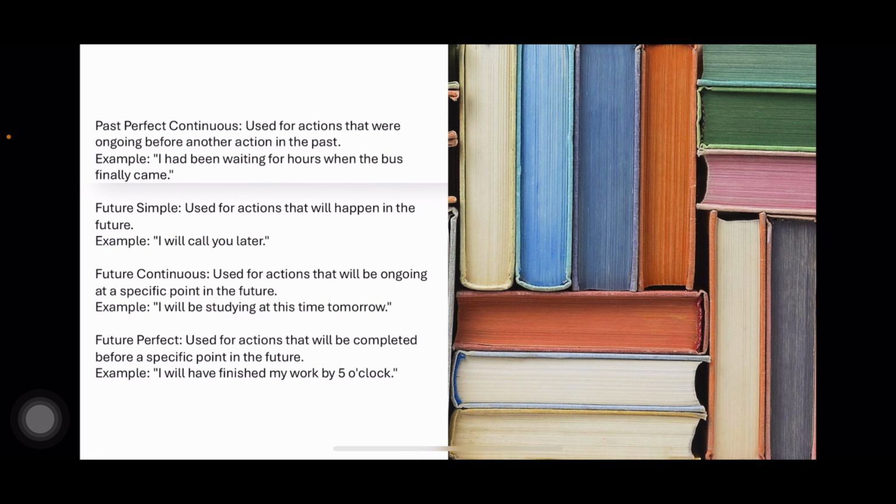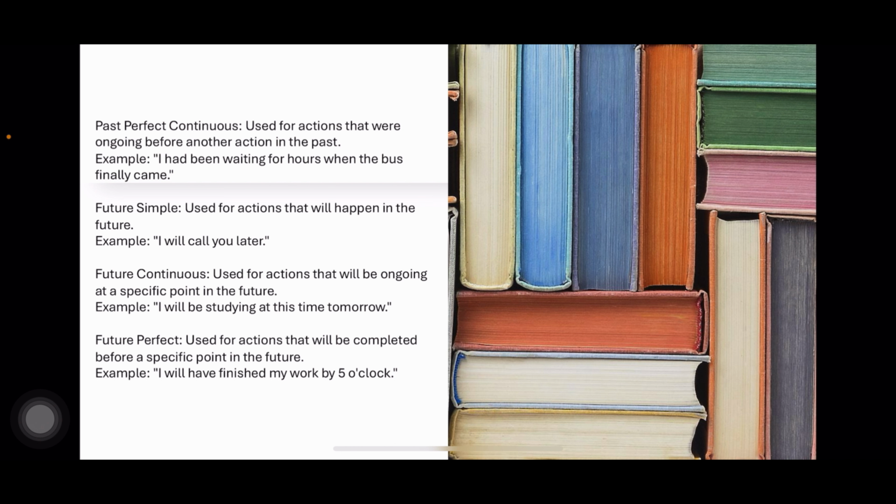Past perfect continuous. Used for actions that were ongoing before another action in the past. I had been waiting for hours when the bus finally came. Future simple. Used for actions that will happen in the future. I will call you later. I'll call you later.